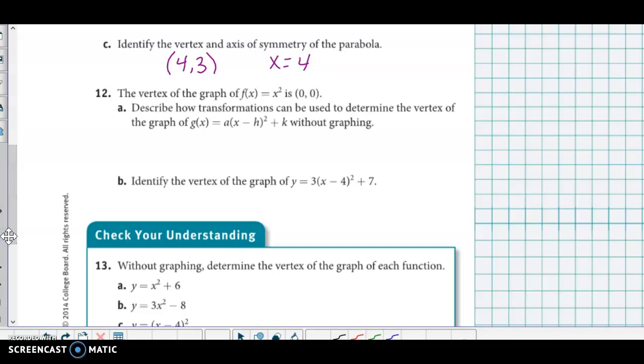The last thing I want to show you is how you can find A. If we have the vertex at 0, 0, we know that on the parent function. Describe how the transformation can be used to determine the vertex without graphing. So you would look at your HK, okay? That's going to help you determine your vertex. So if we're looking here, our HK is 4, 7. And that's going to be your vertex there.